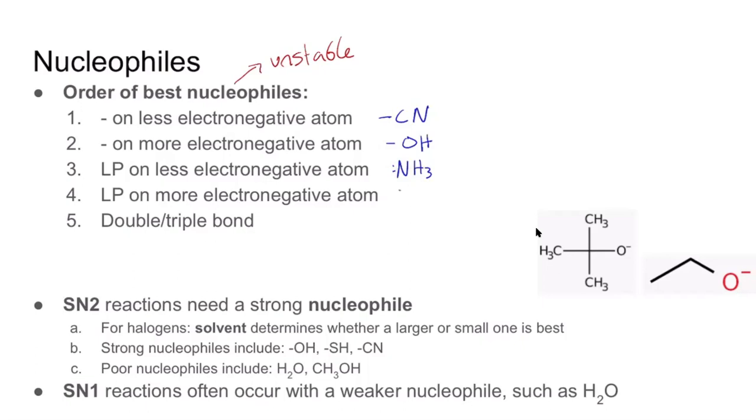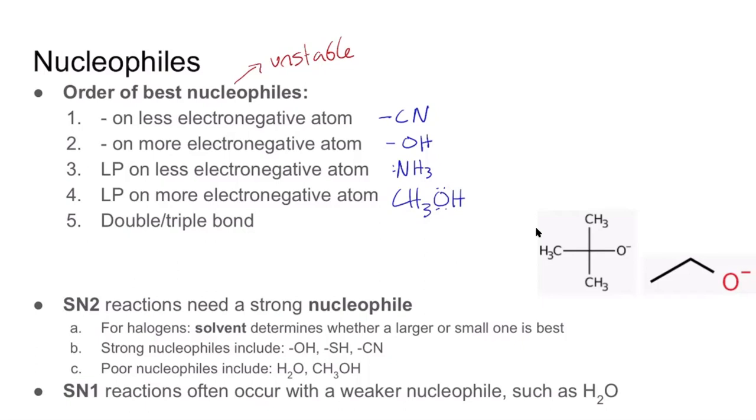And then, of course, we have a lone pair on a more electronegative atom. So I'll draw maybe CH3OH, where we've got the lone pair on that oxygen, as we were talking about earlier. Because oxygen is more electronegative, this molecule is a little bit more stable and therefore a little bit less likely to go and attack something else.